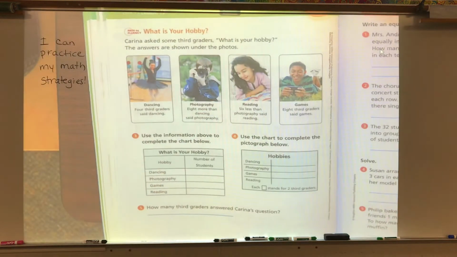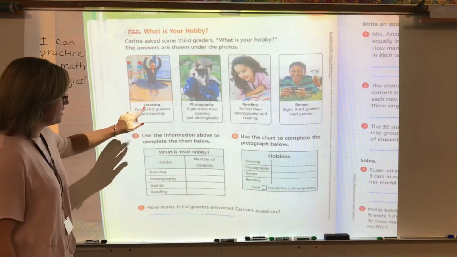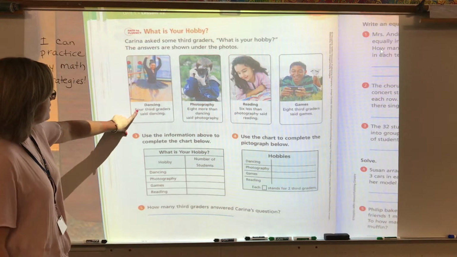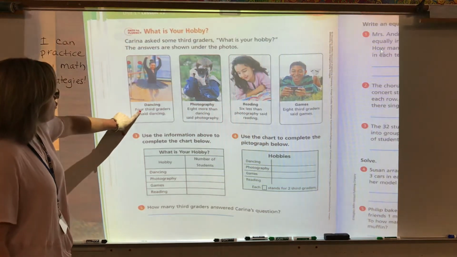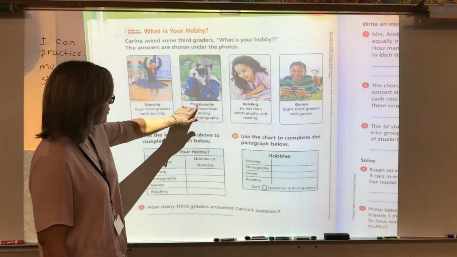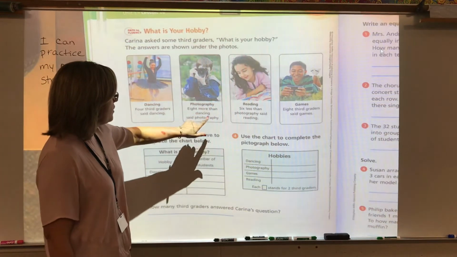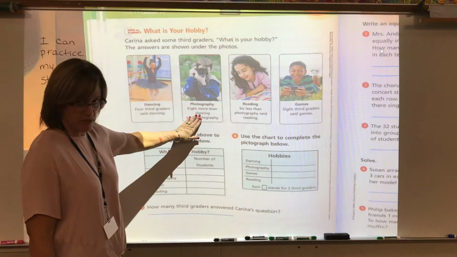All right, on the back side of the paper, we're doing some more talk about hobbies. Okay, you need to read these carefully to get the information for below. This says, they asked some third graders, what is your hobby? 4 third graders chose dancing. If you look over here though, it says for photography, 8 more than dancing said photography. So you need to use this information to get the information here.